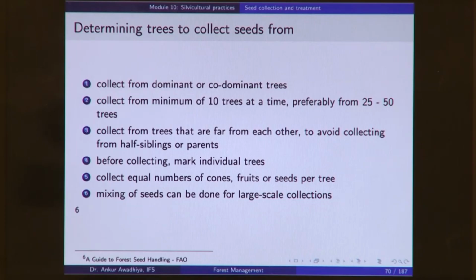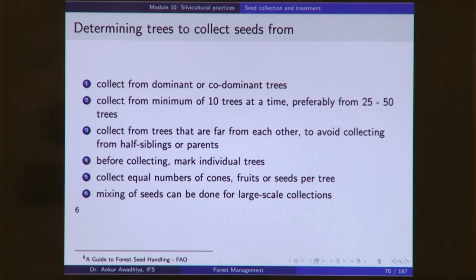when these seeds are planted out in the field, if all of them are coming from the same tree, then all of these plants that will grow will be related to each other, and in the next generation there will be a chance of inbreeding depression. And so, you want to collect not just from one tree, but from a number of trees, typically from 10 to 50 trees. Then collect from trees that are far from each other to avoid collecting from half siblings or parents. So, this is very obvious.